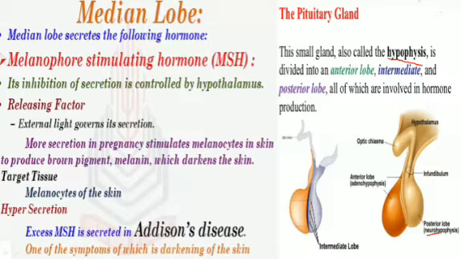Okay, so let's talk about the median lobe. A median lobe is the connection between anterior and posterior pituitary, and it secretes melanophore stimulating hormone, also called melanocyte stimulating hormone, MSH. Its secretion and inhibition are controlled by hypothalamus. So hypothalamus is a very, very important part here to stimulate or to inhibit any type of secretion from the pituitary gland.